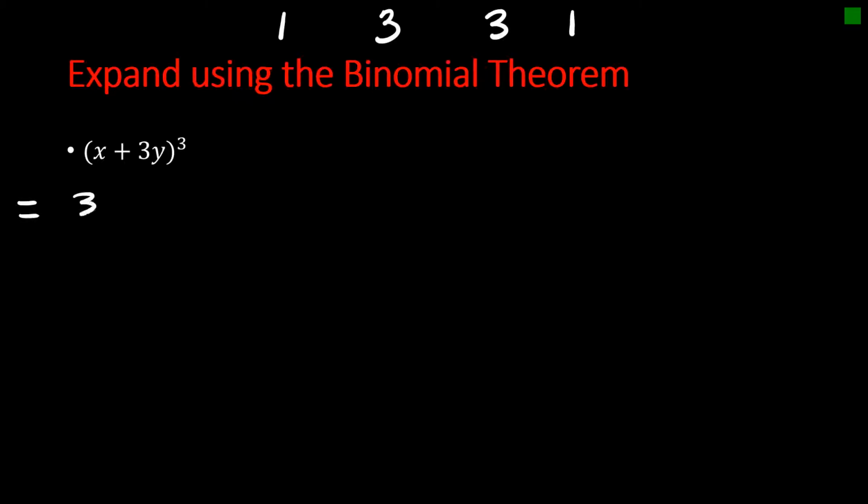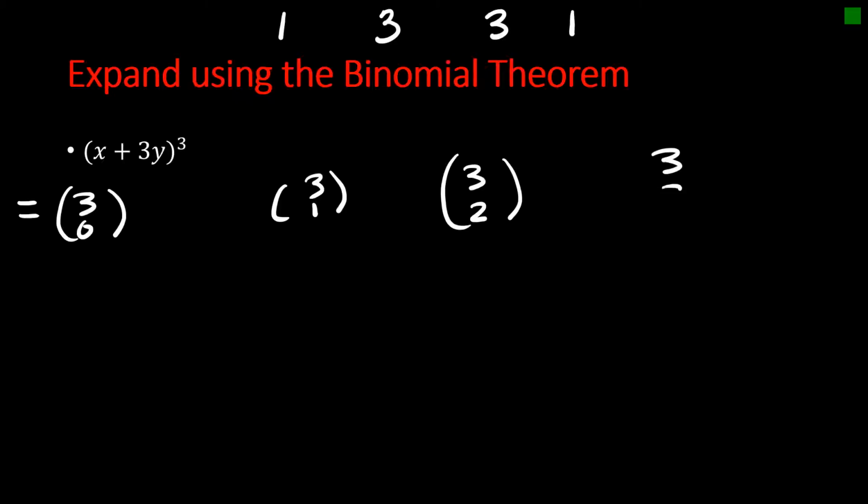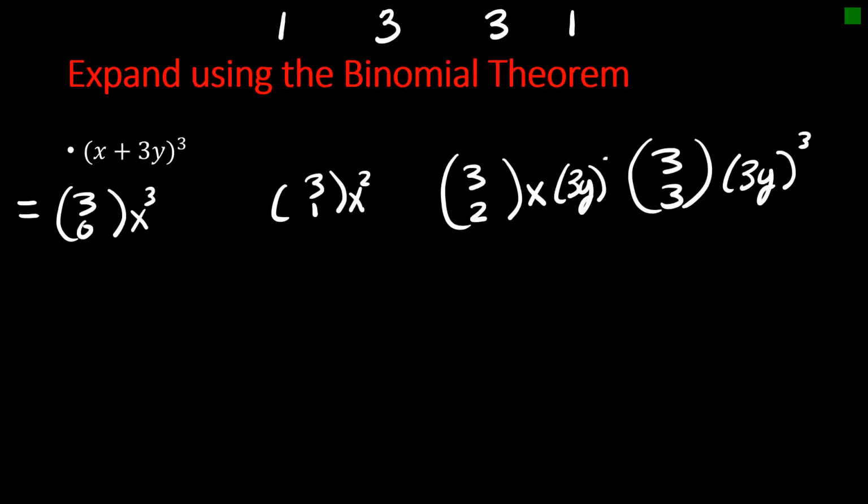We can write this as 3 combining 0, 3 combining 1, 3 combining 2, and 3 combining 3. Our first term is x, so we have x cubed, x squared, x. Our second term is 3y, so we have 3y cubed, 3y squared, 3y to the first power, and then no power of 3y.